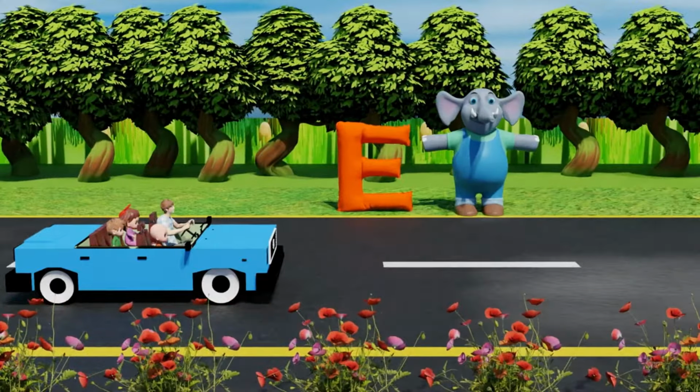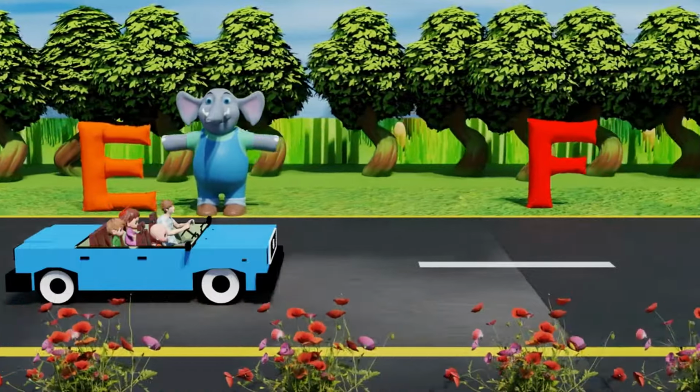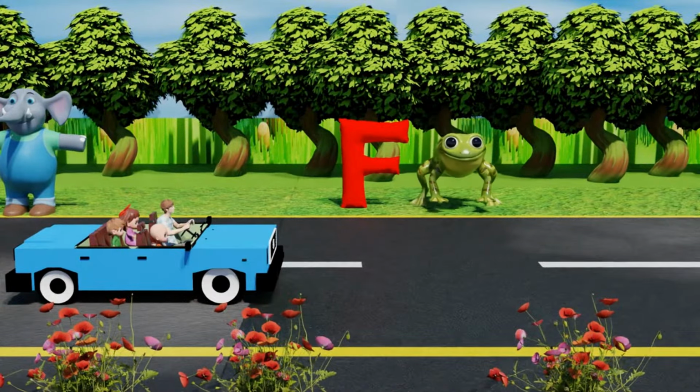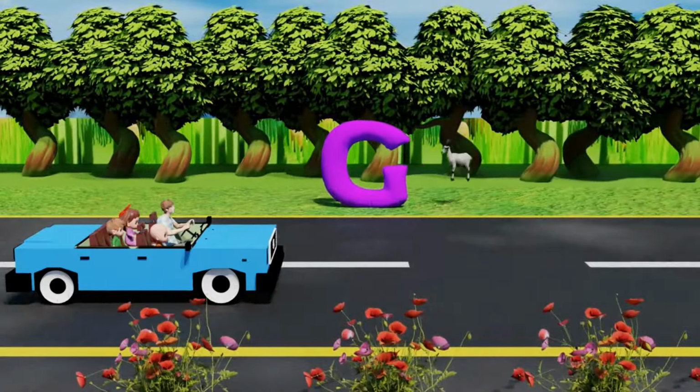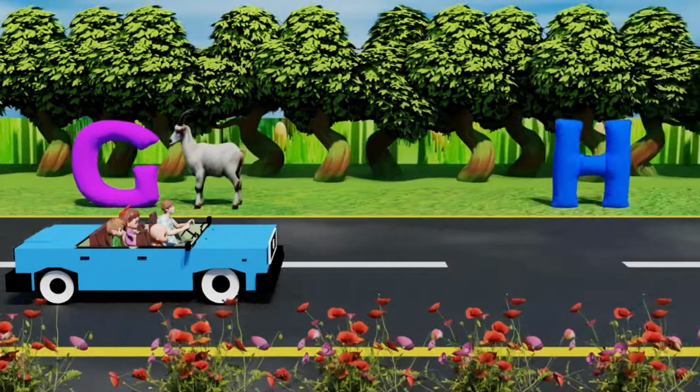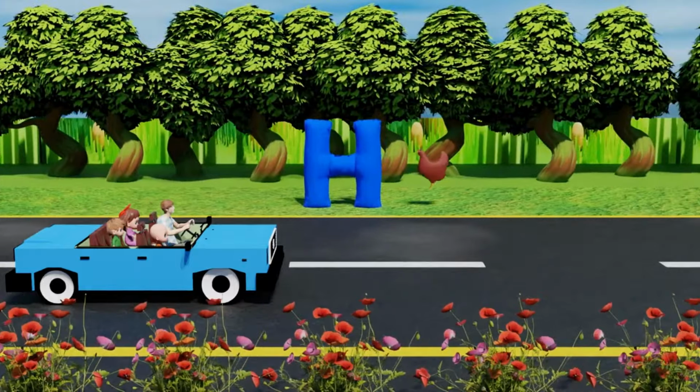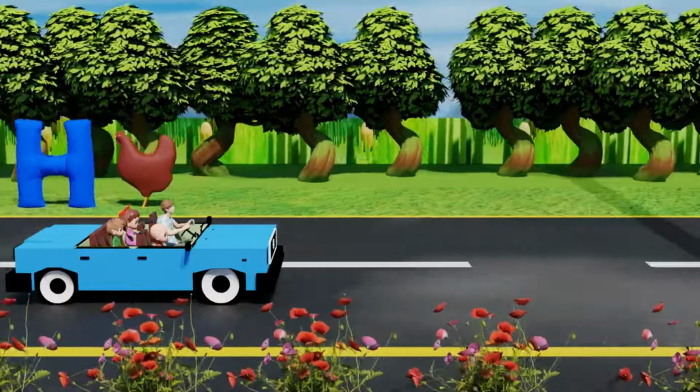E is for elephant, a, a, elephant. F is for frog, f, f, frog. G is for goat, g, g, goat. H is for hand, h, h, hand.